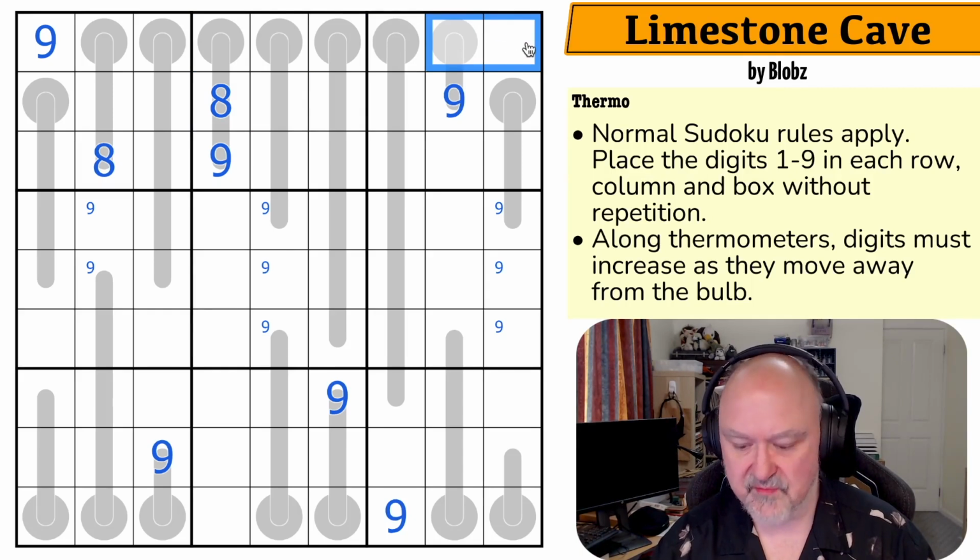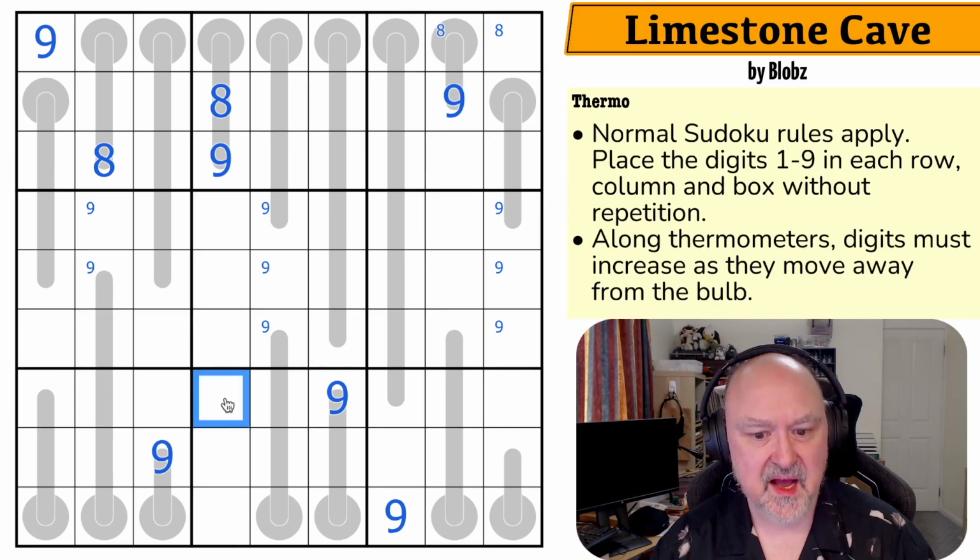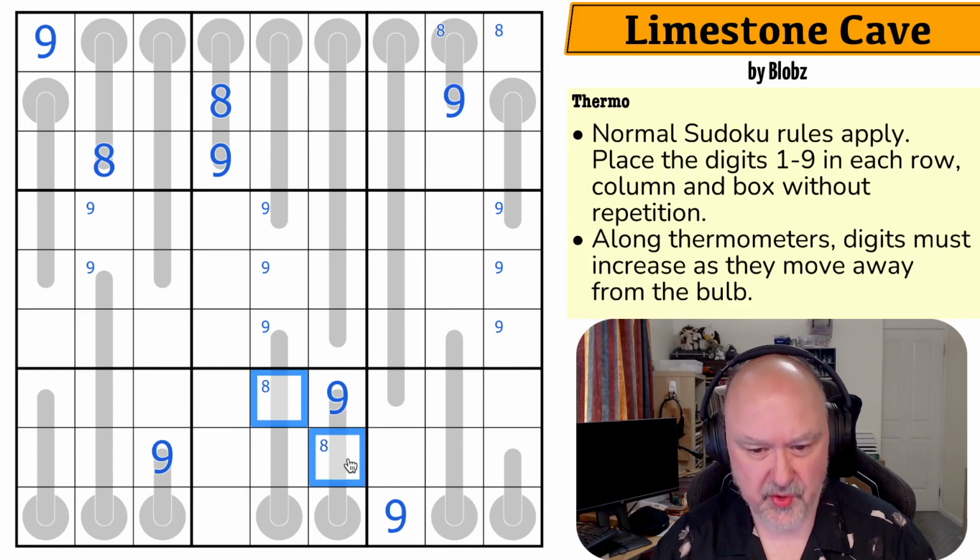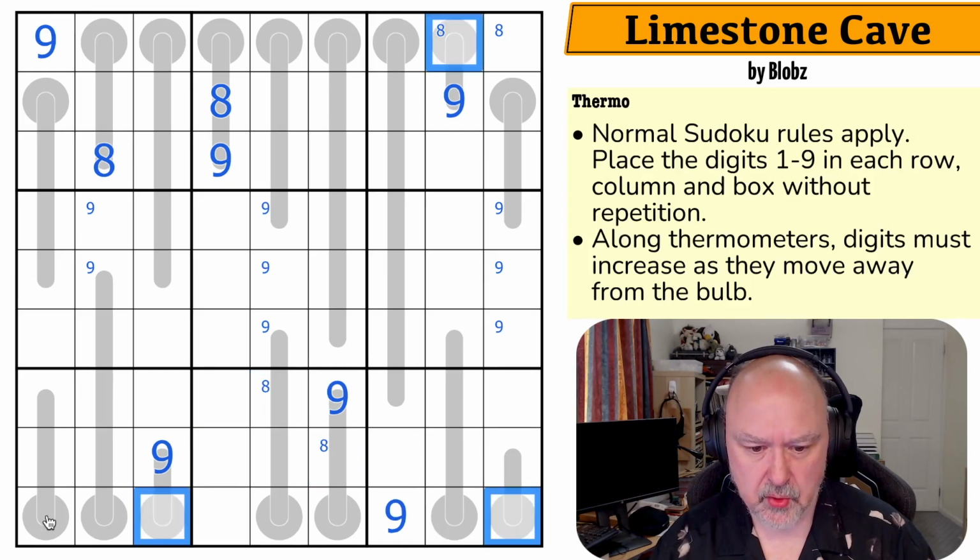Now that puts 8 in one of these 3, but I can't put 8 here. So 8 is in one of those 2, which I could already see had to be true, but I haven't narrowed it down any further yet. 8 can't go in any of those. 8 now is in one of those 2. 8 in this row is in one of those 2.